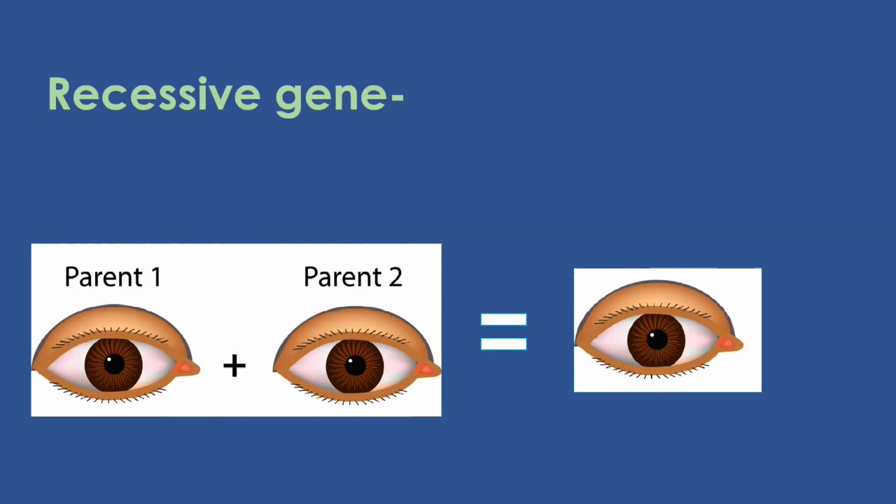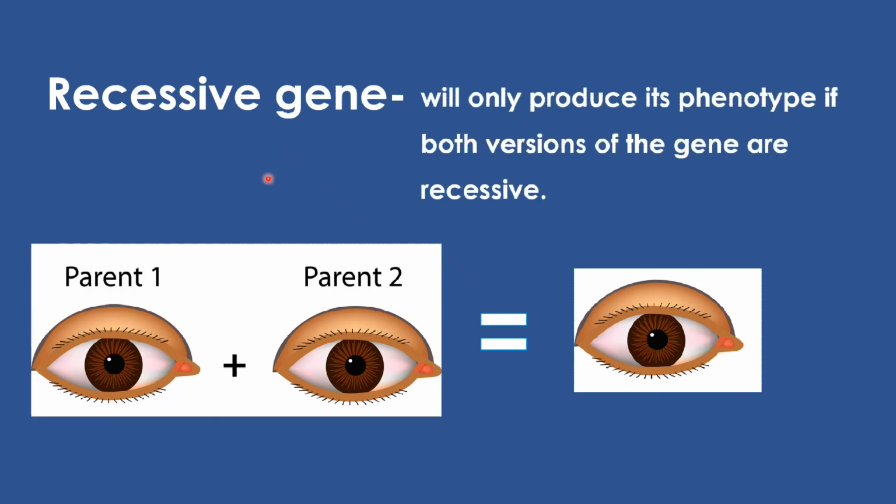The next one is the recessive gene. This is the second type of gene. A recessive gene will only produce its phenotype if both versions of the genes are recessive. For example, someone will only have blue eyes if both versions of their genes are for blue eyes.